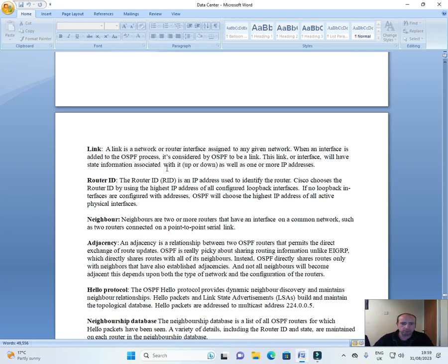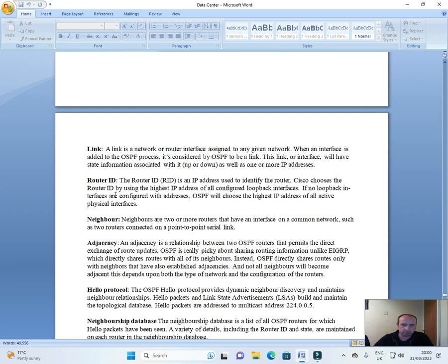Link. A link is a network or router interface assigned to any given network. When an interface is added to the OSPF process, it's considered by OSPF to be a link. This link or interface will have state information associated with it, up or down, as well as one or more IP addresses. Router ID. The router ID, or RID, is an IP address used to identify the router.